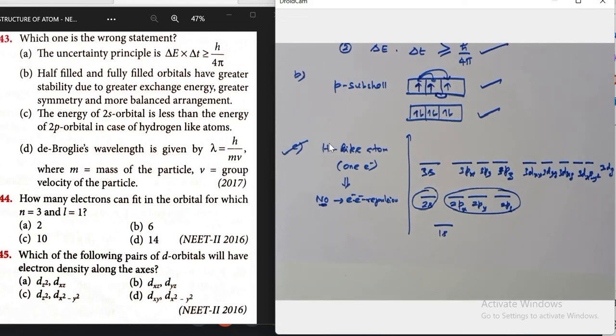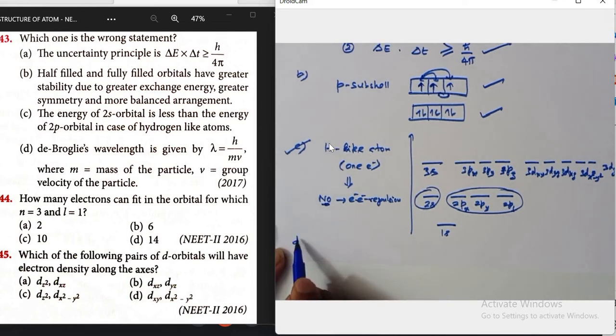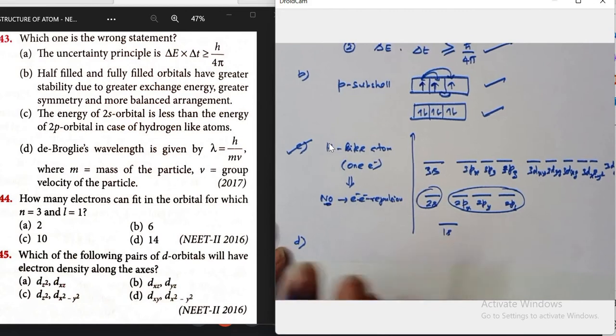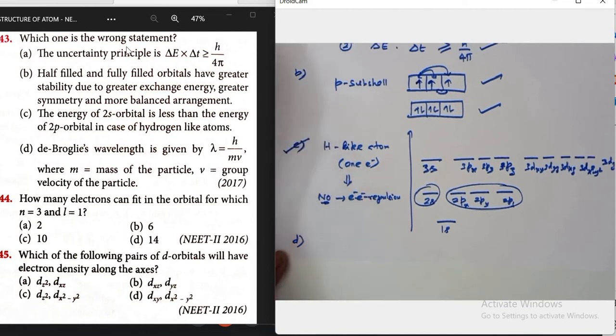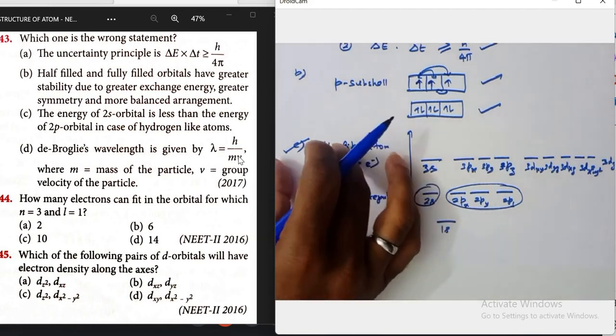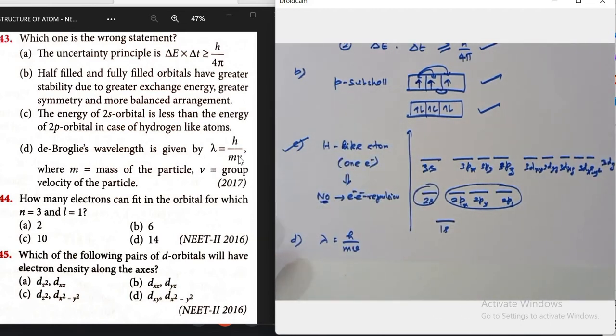Is this clear? Yes, sir. Then see option D. Anyway, option C is the wrong statement, we have found out. Just go through option D also. De Broglie's wavelength is given by lambda is equal to h by mv, where m is the mass of the particle, v is the group velocity of the particle. Yes, that's correct. Lambda is equal to h by mv, that is the equation called the de Broglie equation. This is a correct statement. So the only wrong statement is option C. Take note.